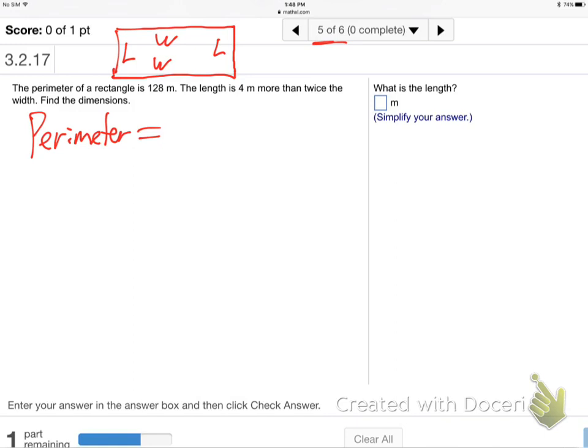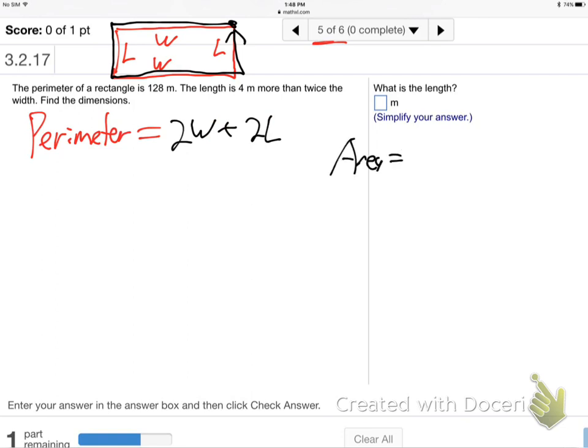Perimeter means around the outer edge, huh? Just add up all the sides. Like if you started here and went width, length, width, length. It's 2 widths and 2 lengths, isn't it? So perimeter is 2 widths and 2 lengths. Later we'll do area, not right now, but the space in the middle. What's the area formula for a rectangle? Just L times W. That's multiply. Yeah, we'll do that later. So anyway, getting back to it, we're going to use the perimeter.